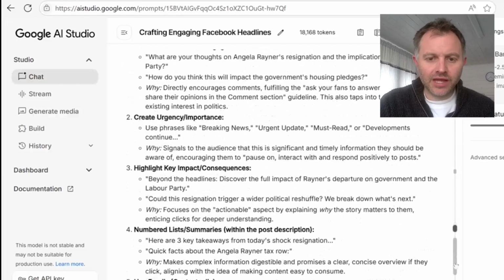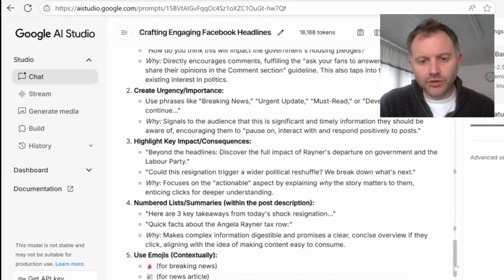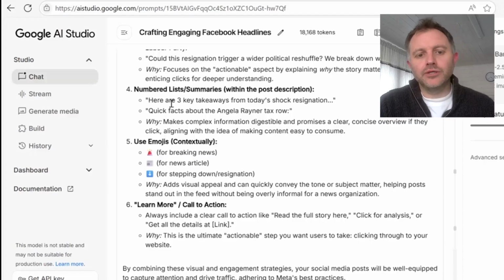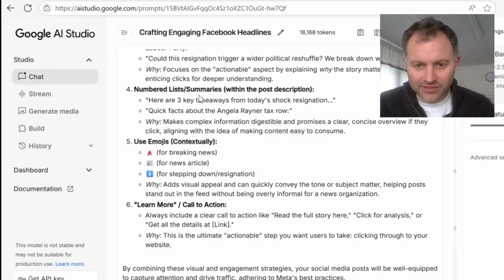And as it's suggesting further down, you could use emojis. I'm not sure necessarily if that will drive engagement massively, but you could use them within the context because they have that visual appeal that it says. You could have numbered lists. That's obviously something that's been used on social media for a long time in terms of your 3 key takeaways from today's resignations, quick facts about the row. Those can be all things.